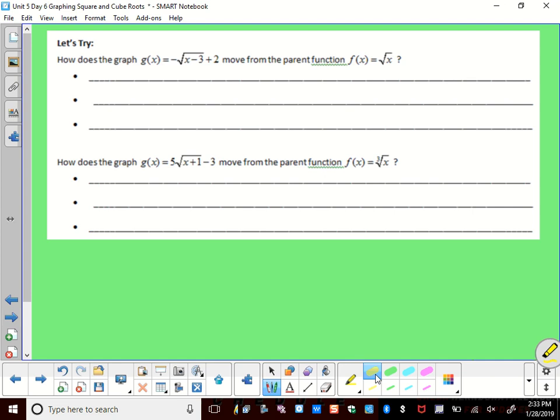All right, so how does the graph g of x equals negative times the square root of x minus 3 plus 2 move from the parent function, which is our original? Okay, so there are three different transformations there. What are they? Yeah, it reflects, or you can write flip. What else? That -3 tells me to go which way? Right 3. And then we're going to go up 2.